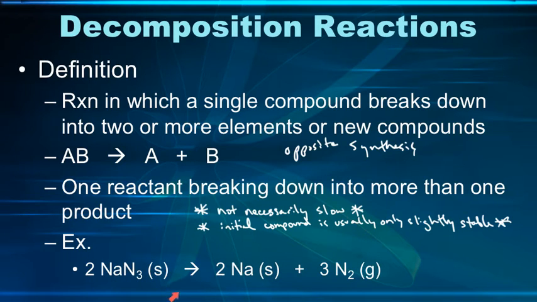Meaning it only needs some sort of slight disturbance to set it off. In this case, this compound is called sodium azide, NaN3. If you run an electric current in it, just a tiny electric spark, it will break apart. It breaks apart immediately. So again, get out of the mindset that decomposition means slow. This happens instantly. It breaks apart into sodium metal and nitrogen gas.